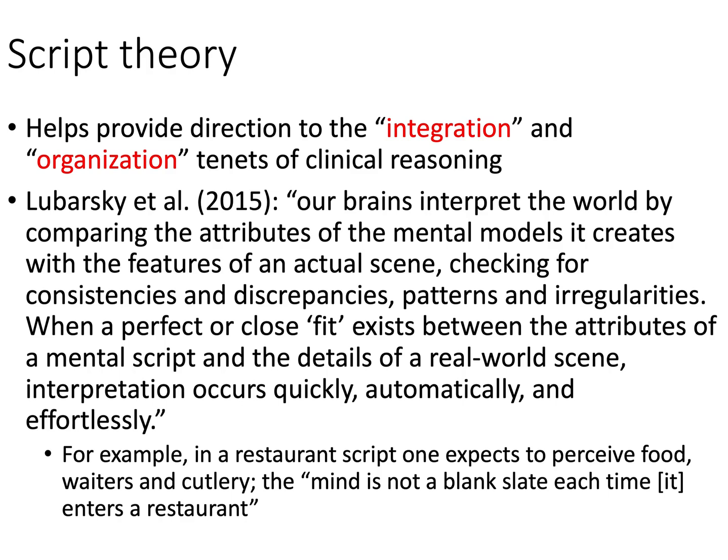Lubarsky writes, "Our brains interpret the world by comparing the attributes of the mental models it creates with the features of an actual scene, checking for consistencies and discrepancies, patterns and irregularities. When a perfect or close fit exists between the attributes of a mental script and the details of a real-world scene, interpretation occurs quickly, automatically, and effortlessly. For example, in a restaurant script, one expects to perceive food, waiters, and cutlery. The mind is not a blank slate each time it enters a restaurant."